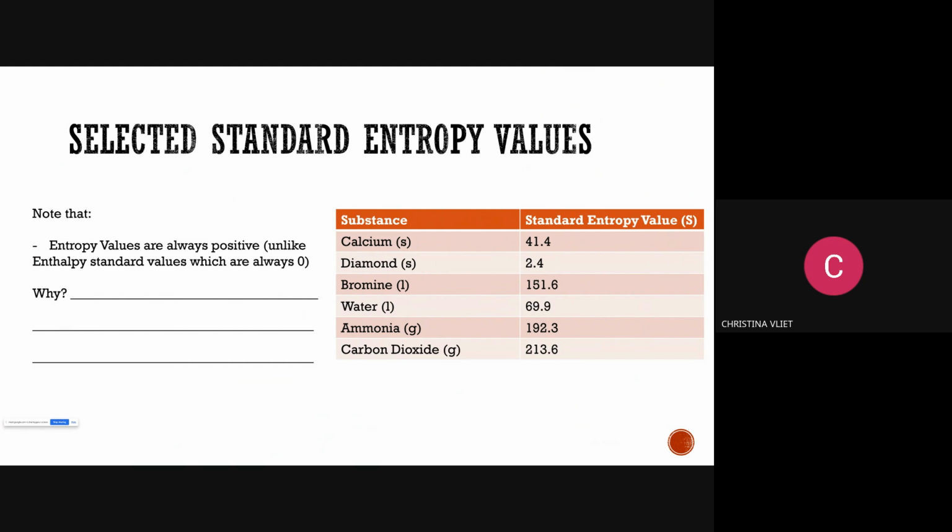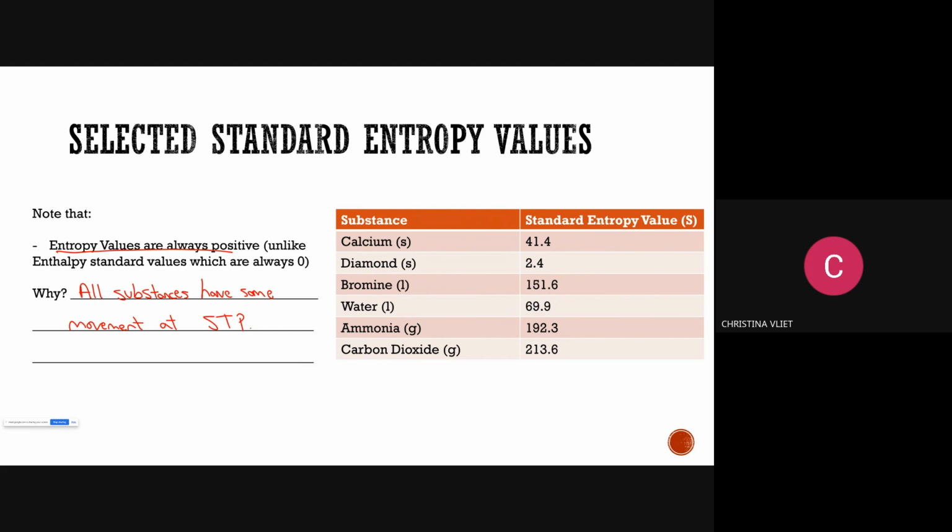First, entropy values are always positive. Why? Why are entropy values always positive and never negative? I was going to say because stuff has energy. All substances have some movement at room temperature, right? Have some movement at standard temperature. I'm going to call it STP because I don't want to keep saying standard temperature and pressure. And that's what we call standard temperature and pressure in chemistry. We call it STP. So all substances have some movement.